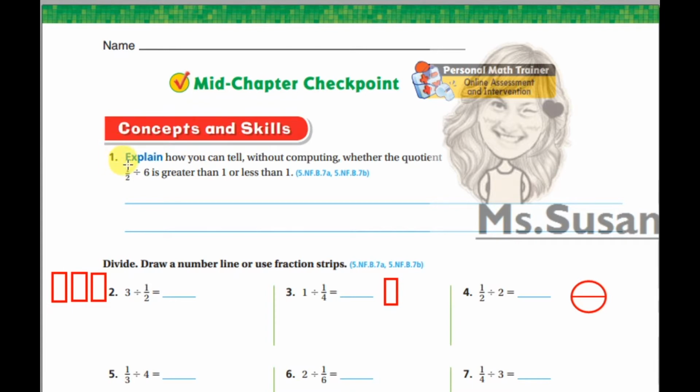Number 1, explain how you can tell without computing, without calculating anything, whether the quotient of half divided by 6 is greater than 1 or less than 1. And the quotient here means the answer of a division problem. So the division problem, the sentence here, is half divided by 6.